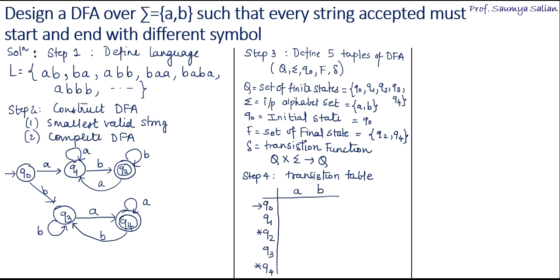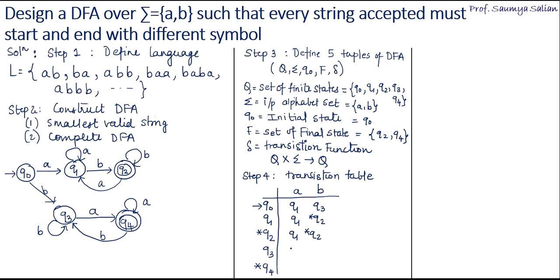For state Q0 on input A, where does it go? It goes to state Q1. Q0 on input B goes to state Q3. Q1 on input A goes to Q1. Q1 on input B goes to Q2. Q2 is a final state, so let's mark it. Q2 on A goes to Q1. Q2 on B is a self loop, goes to Q2.